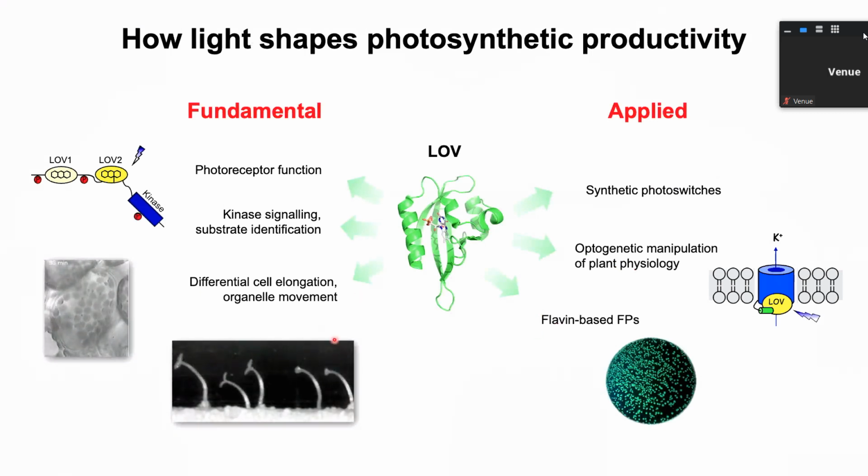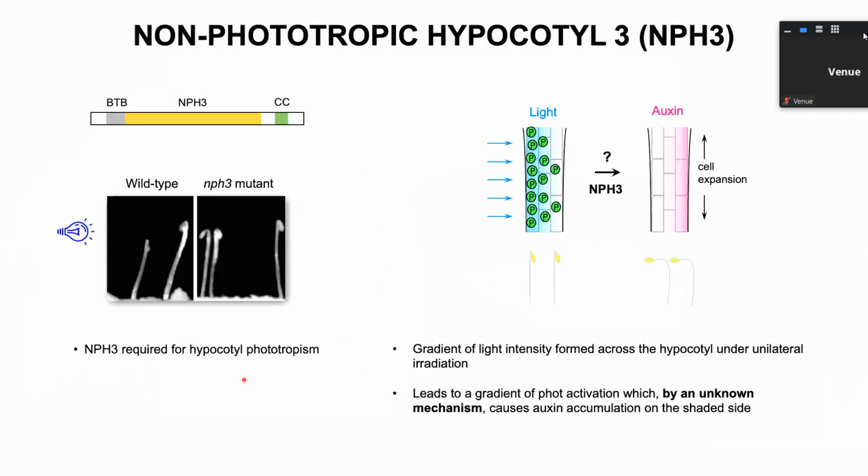But I want to focus back on the movie here, which is the growth response of Arabidopsis seedlings to directional blue light. I want to talk mostly about this protein here, which Tatsuya, who's after me, will talk about in more detail too. This is non-phototropic hypocotyl 3, NPH3. I've taken a reductionist view here in terms of the phototropic signaling, so I'm just going to focus on this component here.